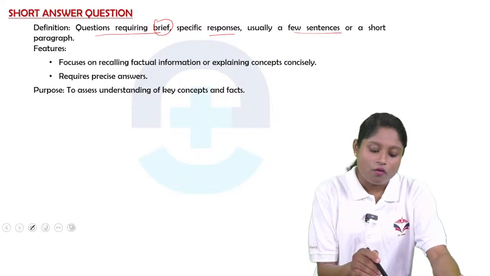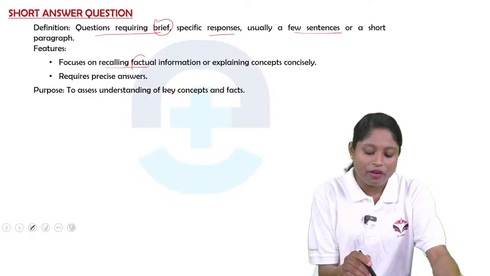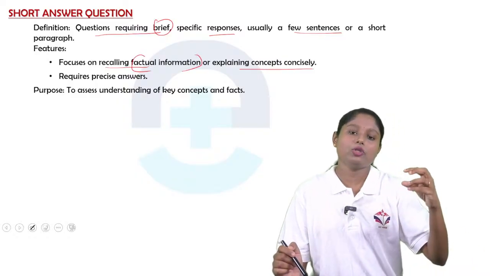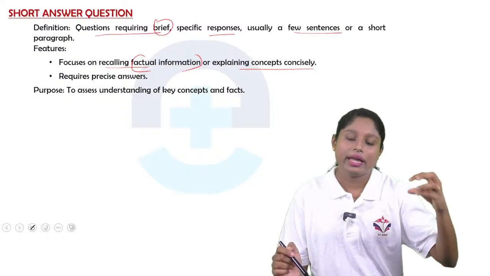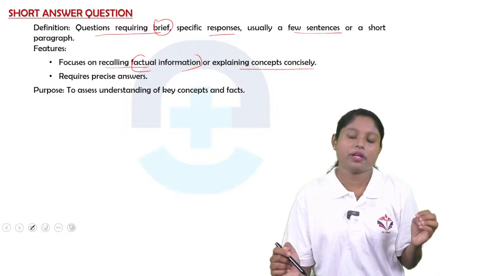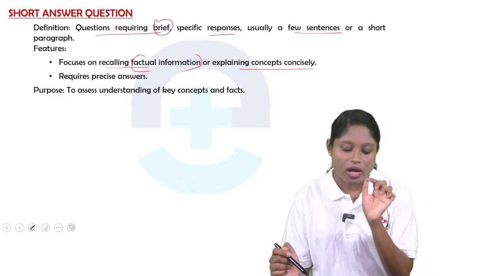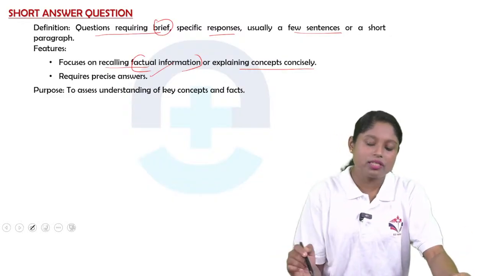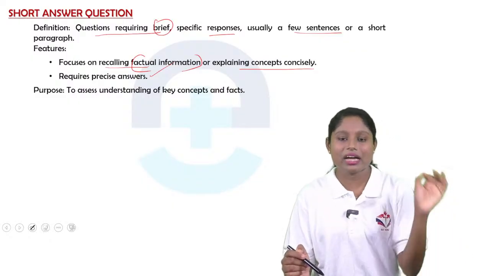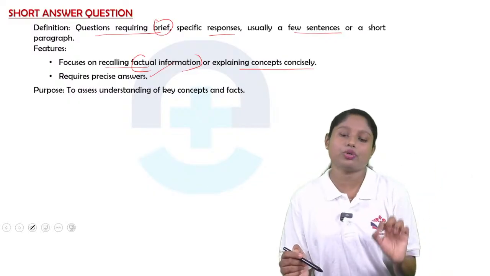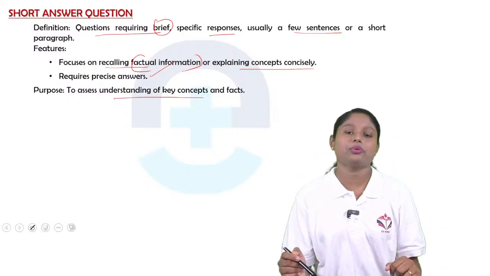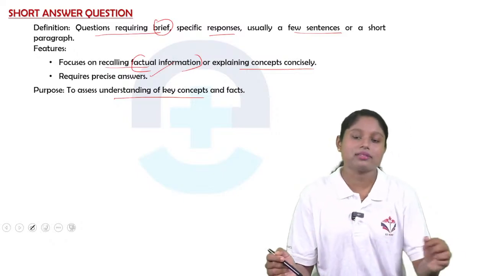What are the features? Focusing on recalling factual information and explaining the concept concisely. So we can recall the factual knowledge about that particular information or explain the concepts concisely. It requires precise answers, so the person needs to write the precise answer. So what is hypertension? Only the definition should come in that answer. The purpose is to assess understanding of key concepts and facts. So this is a short answer question.